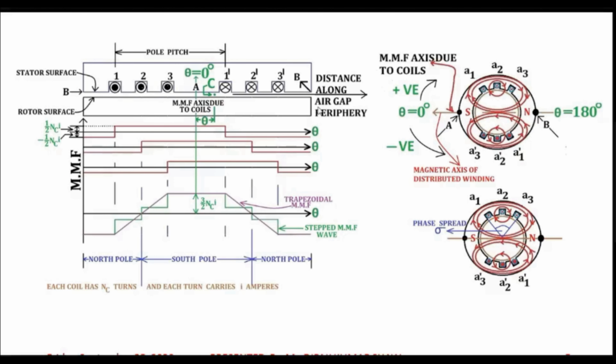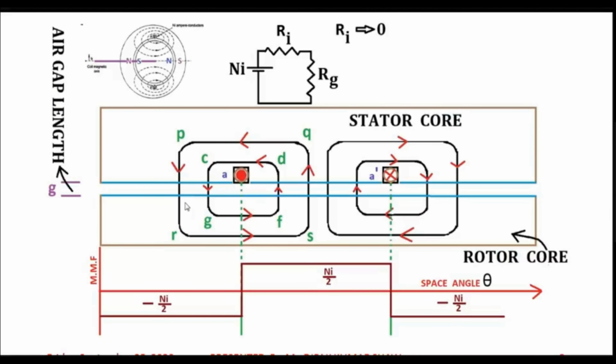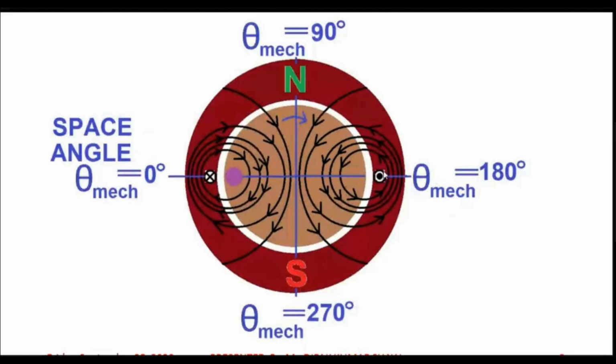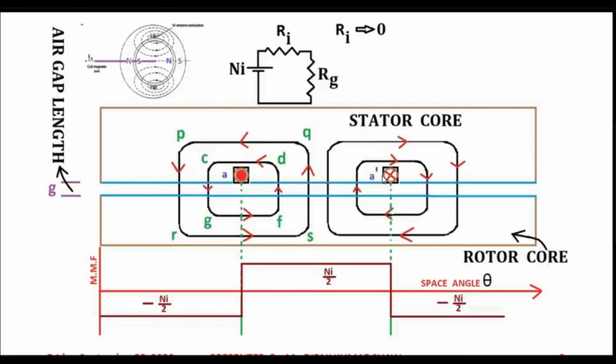Now, we can also view over here that if instead of this one coil, let me show it over here. Here we have only one coil. You see, one coil side is on this part of the stator core, which is carrying dot current, and another coil side is on this part of the stator core, which is carrying cross current. So for this single coil, the MMF distribution is like this, rectangular in nature.